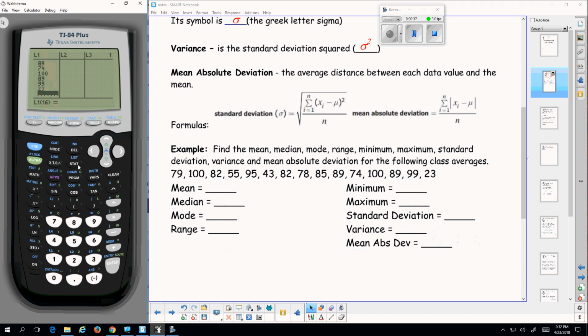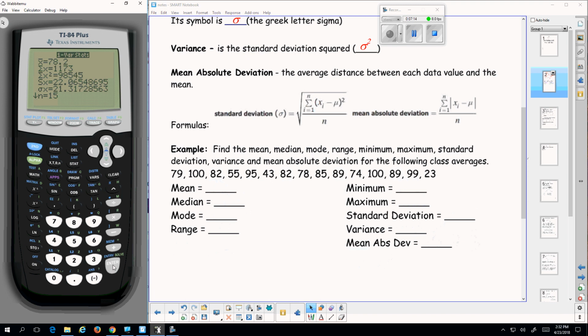Now we're going to hit stat again. But this time we're going to go over to calc, because we're going to start calculating some of these values. And we're going to hit enter on one variable stats. Now make sure you typed your numbers in list 1. If it doesn't say L1, just hit second 1 to make it say L1. Okay, so hit the second button, then 1. If it does say L1, you don't have to do anything. Leave frequency list blank and just go down to calculate and hit enter.